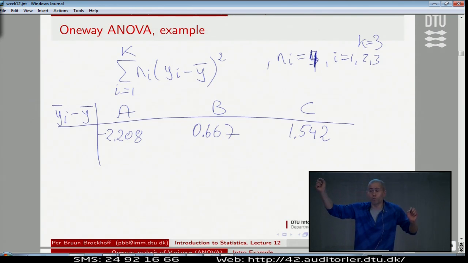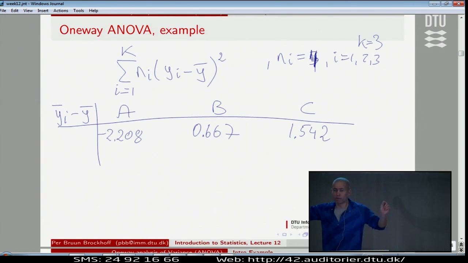If all the three groups were exactly the same, right, they would all be on the overall average, and these three numbers would be 0, right? So exactly equal groups gives a number 0 here, and the more different the groups are, the larger these numbers, right?